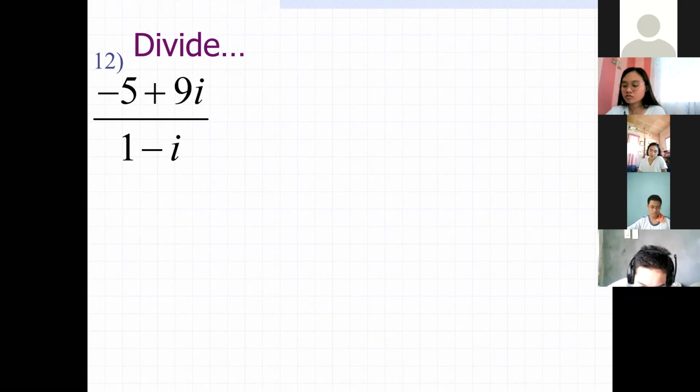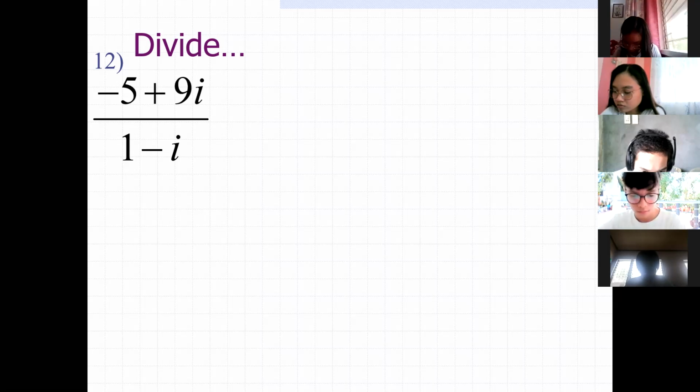So now we apply that in division of complex numbers, also known as rationalizing complex numbers. In division of complex numbers, we just have to multiply both the numerator and the denominator by the complex conjugate of your denominator. Your denominator is 1 minus i, so the complex conjugate there is 1 plus i.